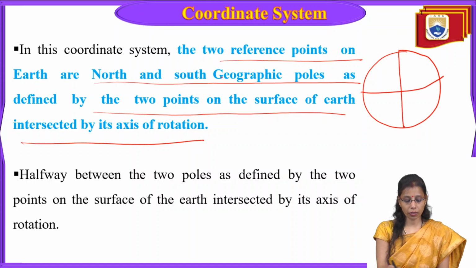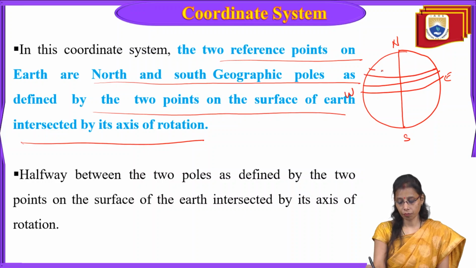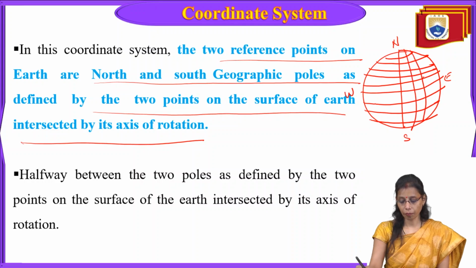Now the reference points on the Earth are north and south. So here you have north, here you have south, here you have east, west. So this will be your latitudes. Like this, it will complete the entire latitude and longitude. So in this direction, your entire Earth will be covered. When you talk about north to south, here is the equator.